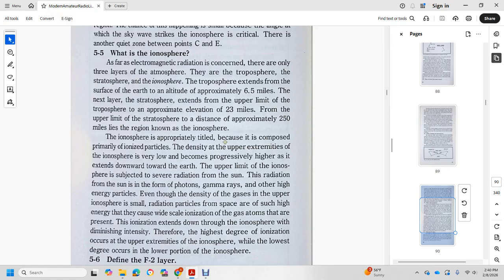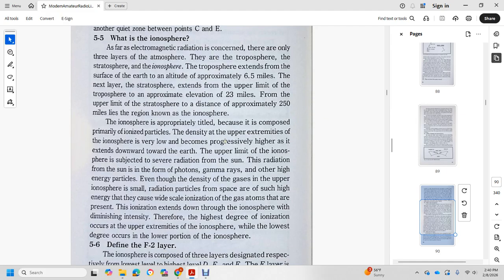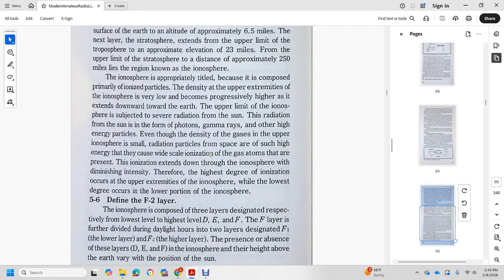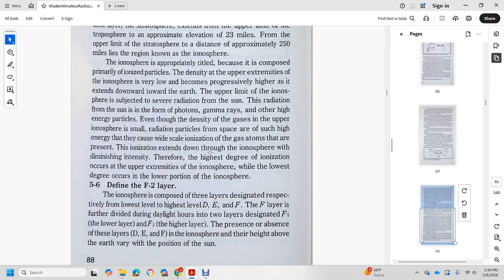Radiation from the sun in the form of photons, gamma rays, and higher energy particles. Even though the density of the gas in the upper ionosphere is small, the radiation is so high in energy that it causes wide-scale ionization of the gas. The ionization extends down, diminishing in intensity. Therefore, the highest degree of ionization is in the upper ionosphere, with the lowest degree in the lower portion of the ionosphere.